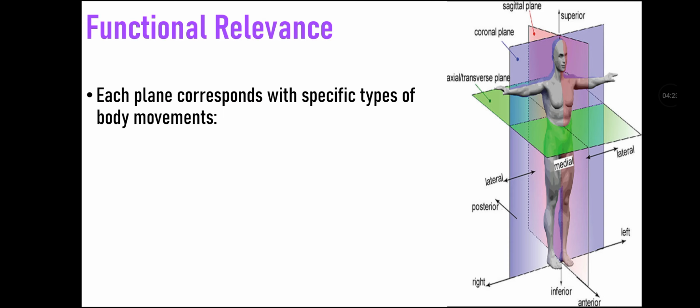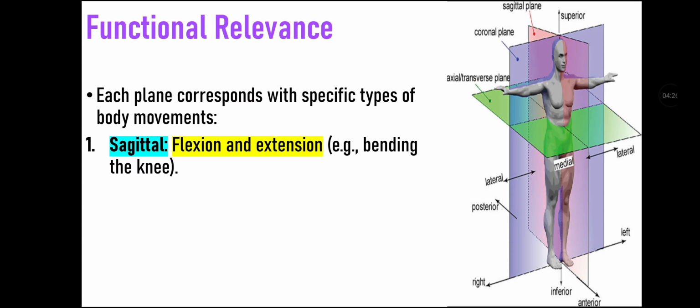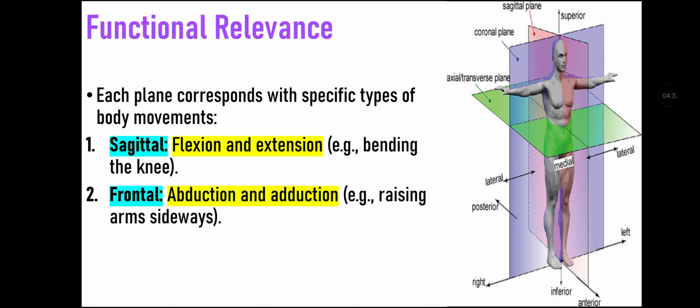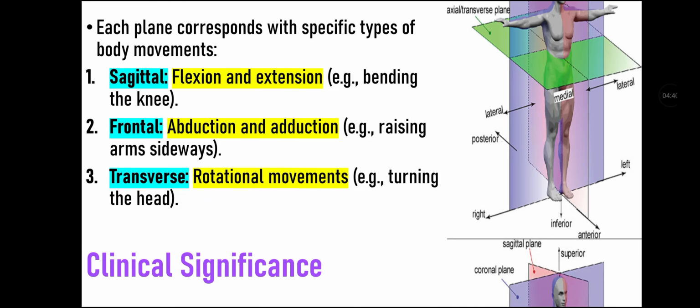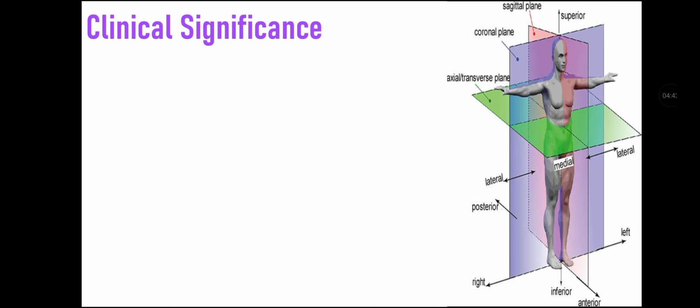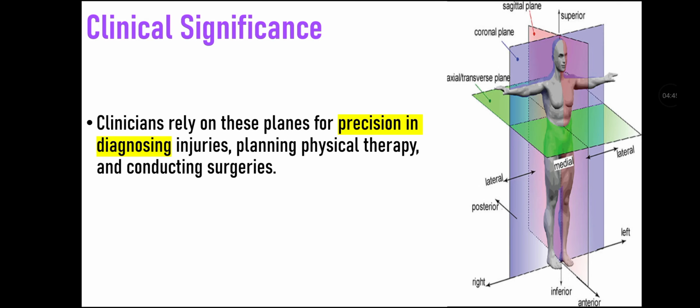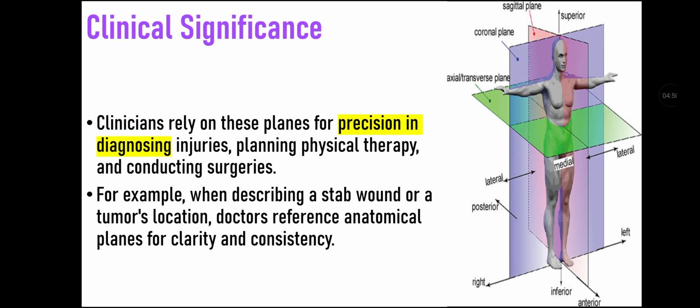Now let's talk about the functional relevance or significance of each of these planes. Each plane corresponds with specific types of body movement: the sagittal plane corresponds with flexion and extension movement, the frontal plane corresponds with abduction and adduction movement of the body, and the transverse plane corresponds with the rotational movement of the body. Now let's talk about the clinical significance of these planes. Clinicians rely on these planes for precision in diagnosing injuries, planning physical therapies, and conducting surgeries. For example, when describing a stab wound or a tumor's location, doctors reference anatomical planes for clarity and consistency.